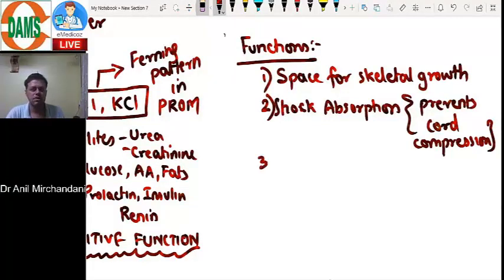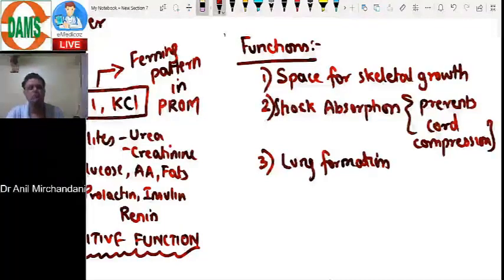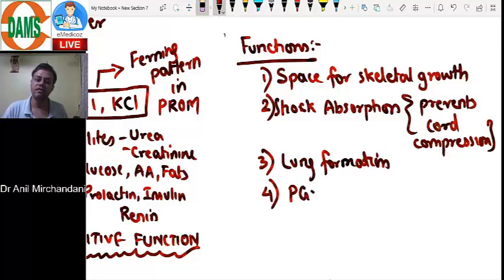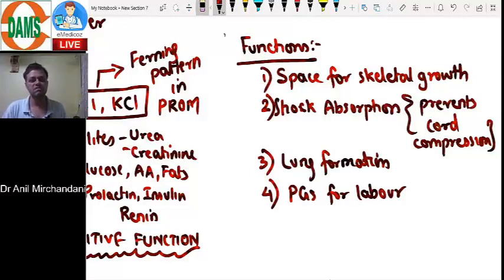Number three, lung formation. Guys, remember, baby has breathing effort, that is chest wall movement, right from 11th week of gestation, and that would invite a little bit of amniotic fluid inside the lungs, and lungs will now have alveolar development. If there is no amniotic fluid, there will be no lung formation. No amniotic fluid, no lungs. Number four would be prostaglandins for labor. Amniotic fluid has prostaglandins for labor.